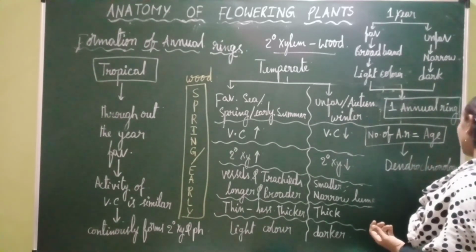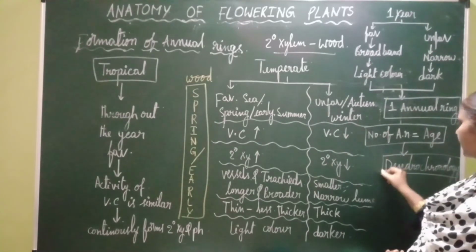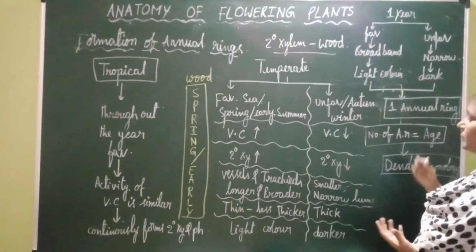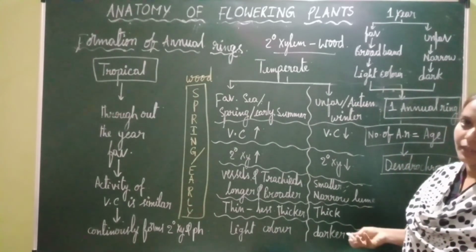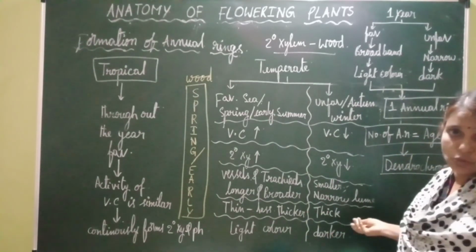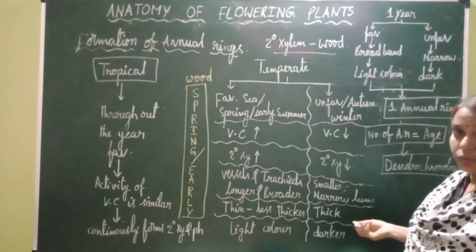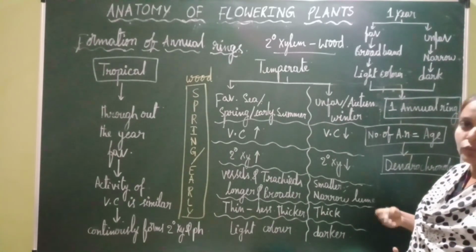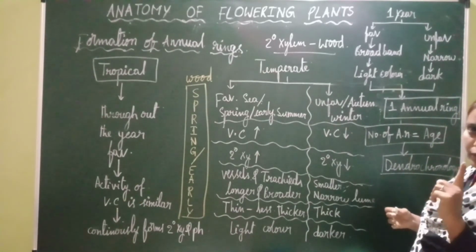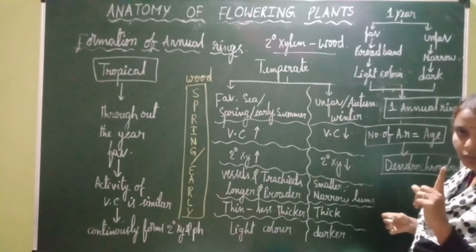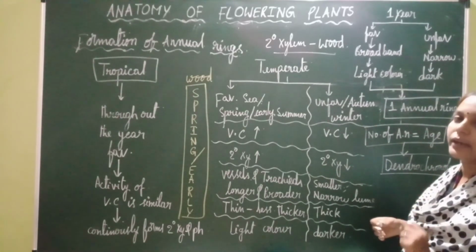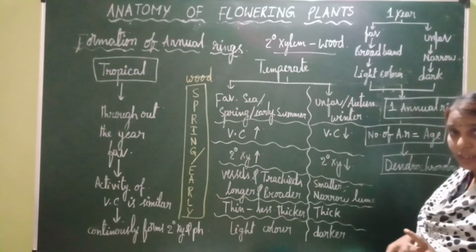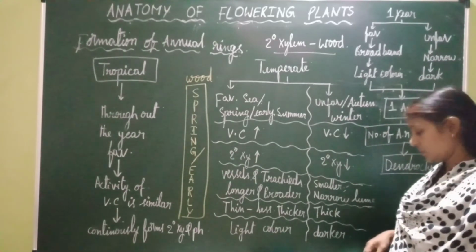So this is all about the two types of wood, that is early or spring wood and autumn or late wood, and about how annual rings are formed. In the tropical region there is no formation of annual rings in the wood, and the plants growing in temperate regions form two types of rings in 1 year. These two types of rings together represent one annual ring. So one annual ring is equal to 1 year of the tree, 1 year of age.